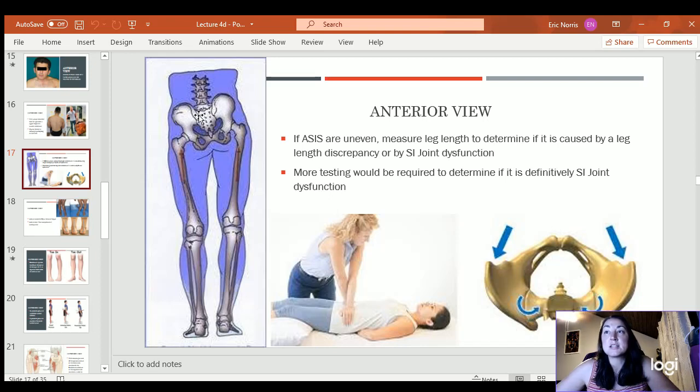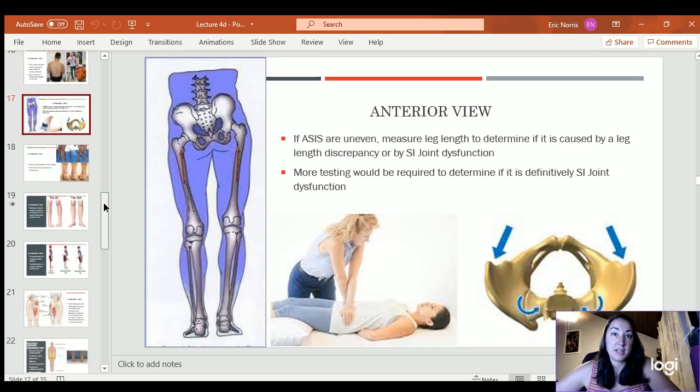All of those things. Now again, if there is an SI joint dysfunction, then it will look like a leg length discrepancy, and so more testing will need to be done to determine if there's a true SI joint dysfunction. So if you measure the legs and they're actually very similar, within a centimeter or two of the same length, then you start to do some SI joint testing to determine if that is rotated and causing it to appear like there's a leg length discrepancy.